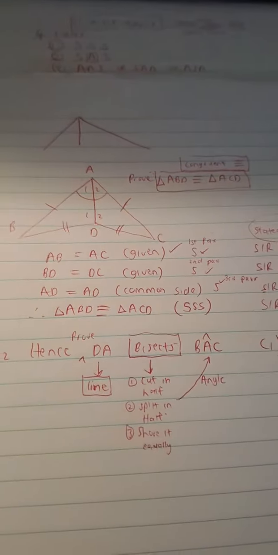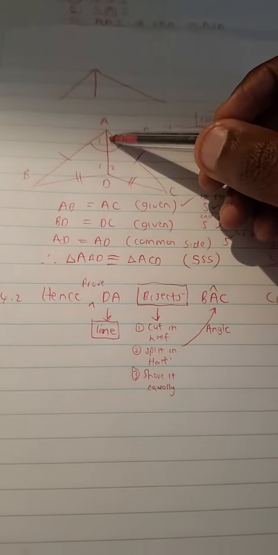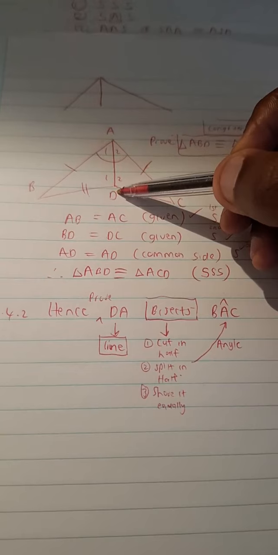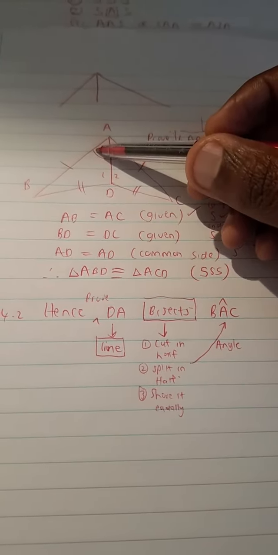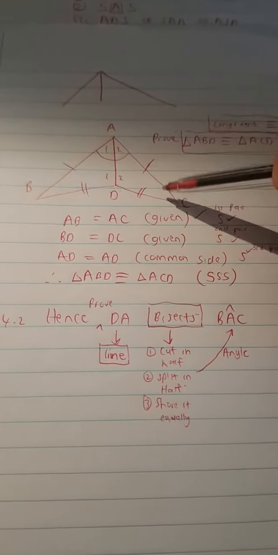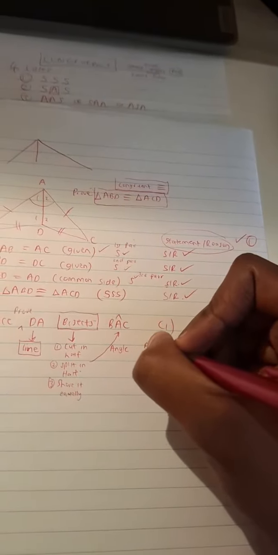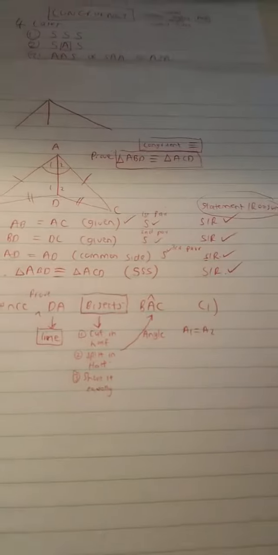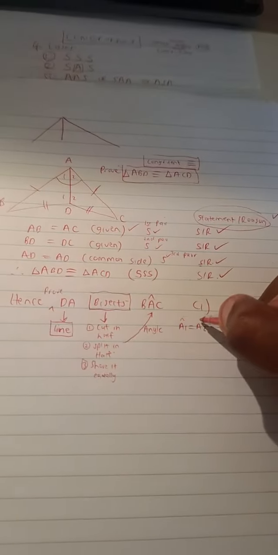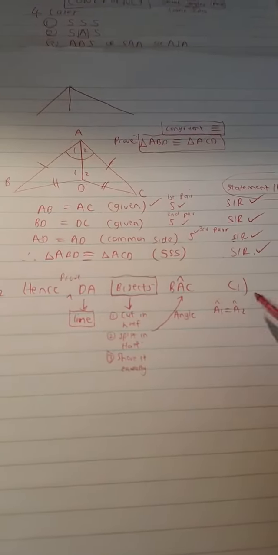BAC. Now, they are saying we must prove that AD cuts BAC. Right? So, in other words, they want us to prove that angle A1 is equal to angle what? A2. They want us to show that.